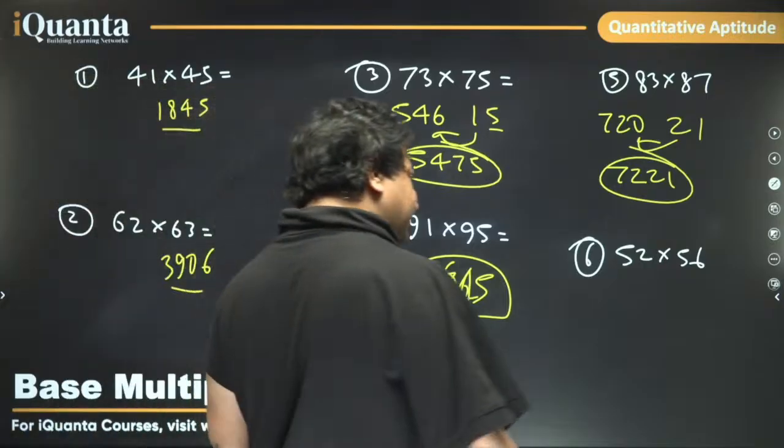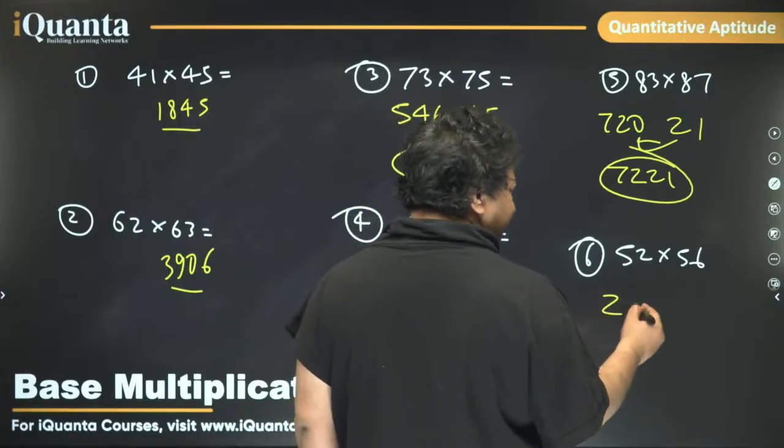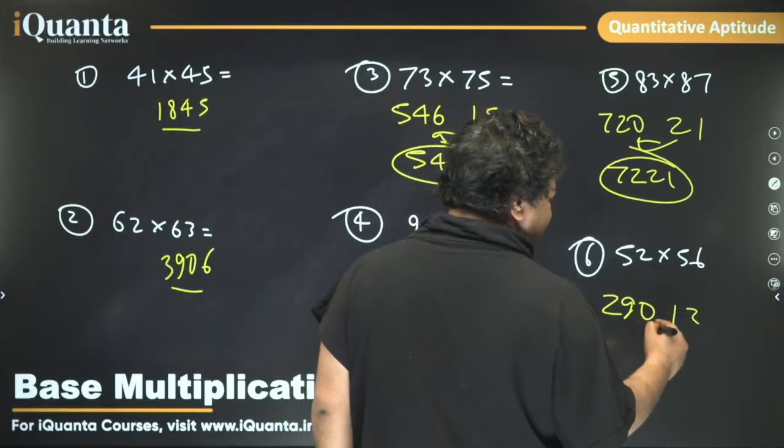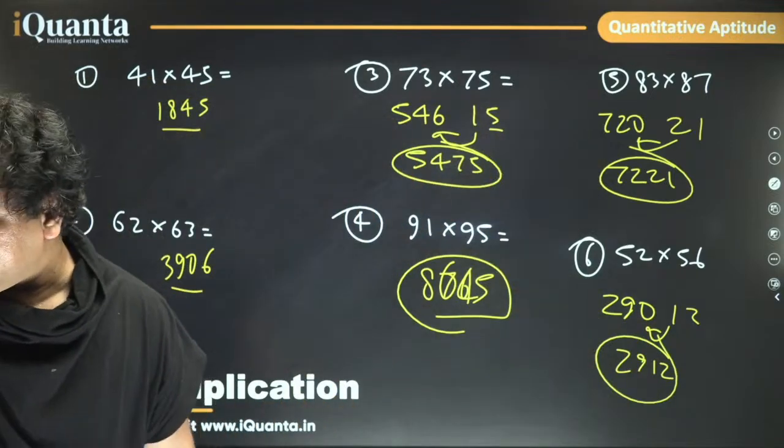Next, 52 plus 6, 58 into 5 is how much? 290. 2 6s are 12. 1 goes here. We have 2, 9, 1, 2 as the answer. Check everyone. All of you have got this correct answer.